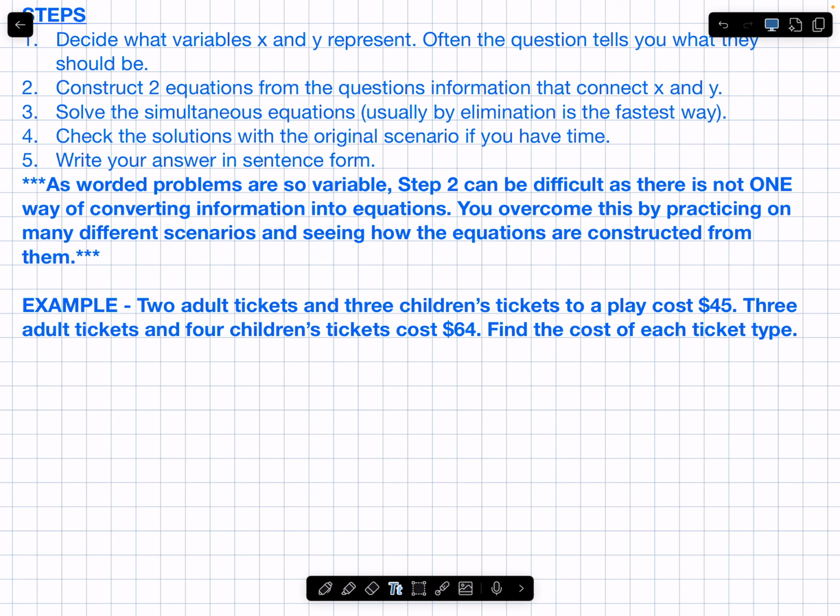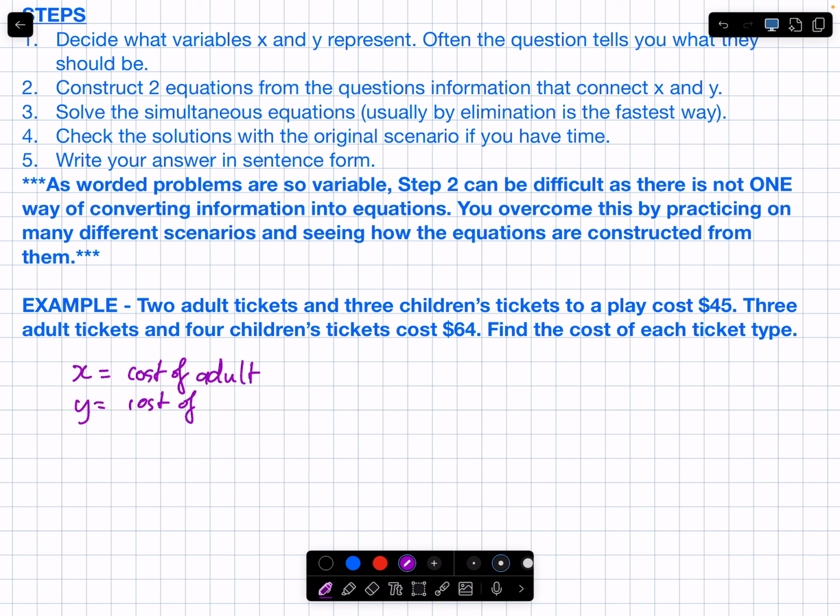Is the question telling you what to make x and y? No, definitively no. Does it say you must make x, but you got the choice? No. So what could we make x equal to? x could be the cost of each ticket. Which one? Adult, because it's the first thing that comes up. y equals cost of children's. So the hardest step of these is working out how the information gives us two separate equations.